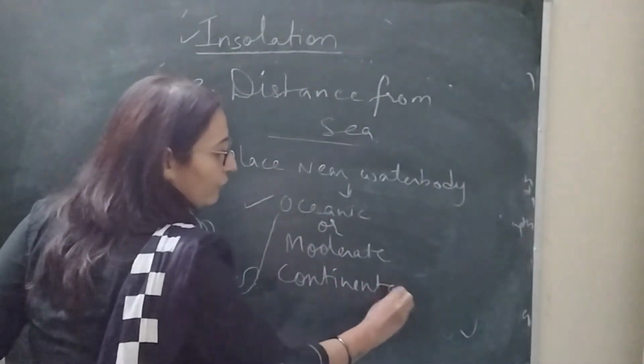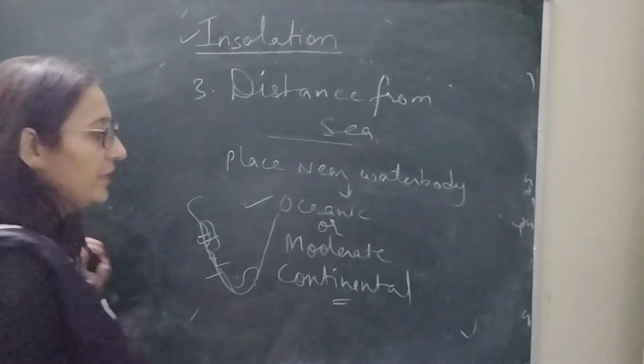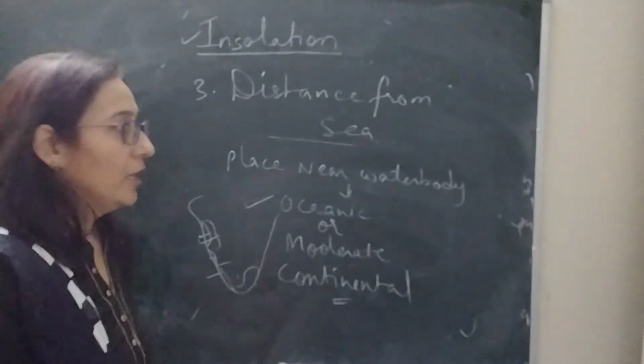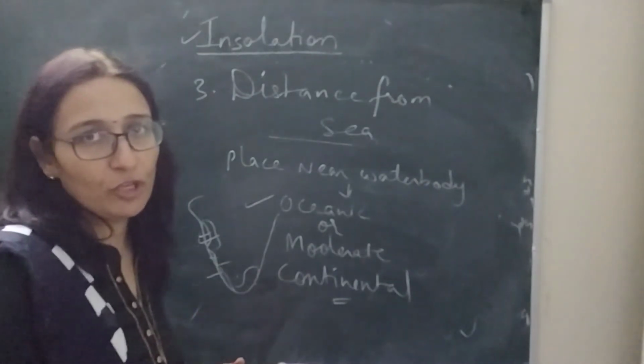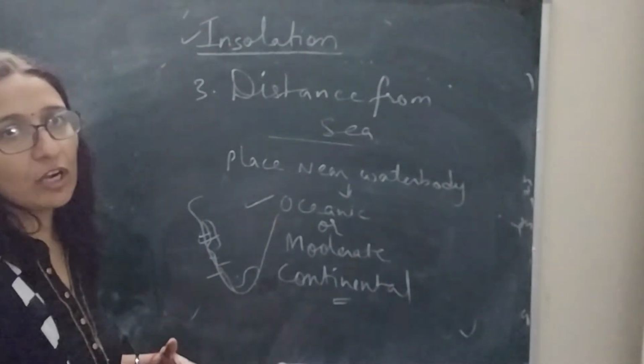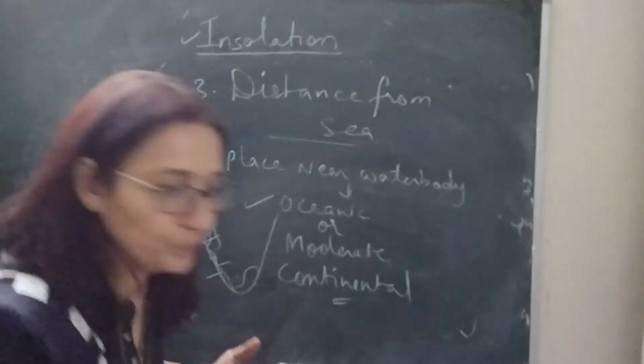But the places far away from the water body experience a continental type of climate. Continental means extreme. Places like Rajasthan, we can say, that is far away from a water body. Summers are very hot, winters are very cool.